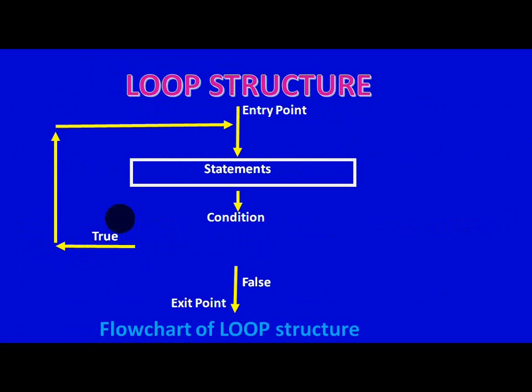Here you can see a loop structure, the flowchart of a loop structure. Entry point. The statements are checked in conditions. If the condition is true, then the execution of the statement is repeated again and again. If it is false, or if the condition does not match, then terminate it.